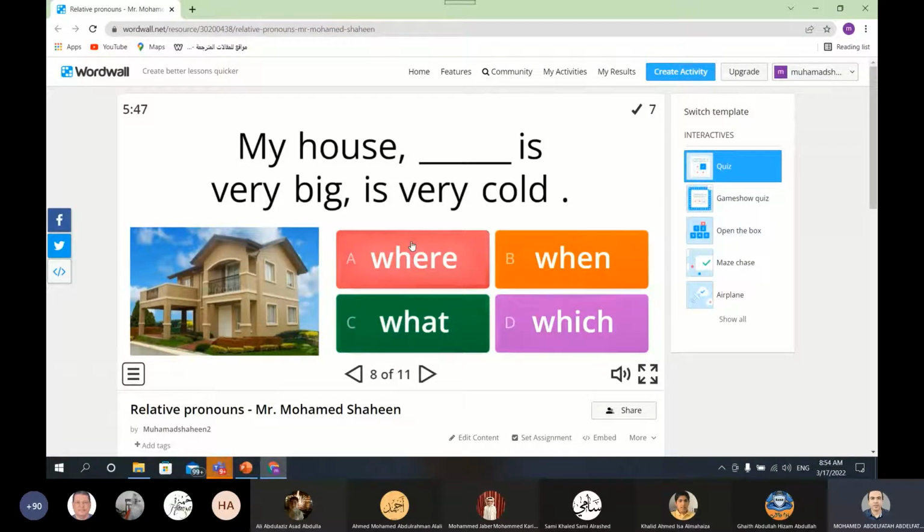Try to choose where and try to choose which. Teacher, it is which because we cannot say my house is very big. Bravo Ahmed. So some students say, teacher, now I will get confused if the house is which or where. So choose where, read, choose which, and read again, and look if the sentence makes sense or not. Let's try which. My house, which is very big, is very cold, or my house, where is very big, is very cold. If you choose where, it will not make any sense.